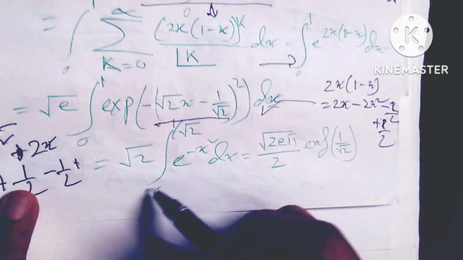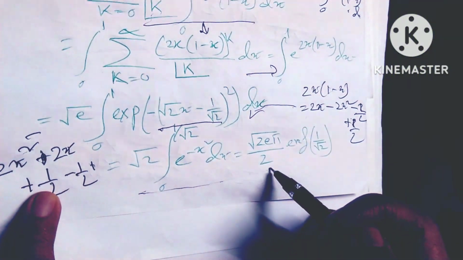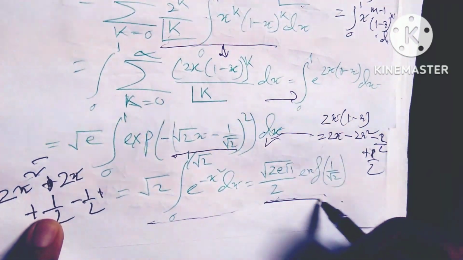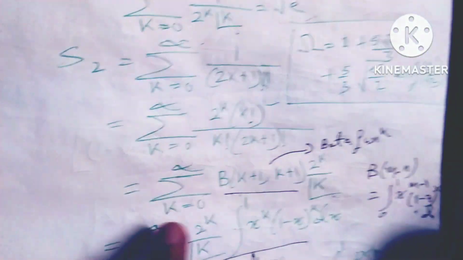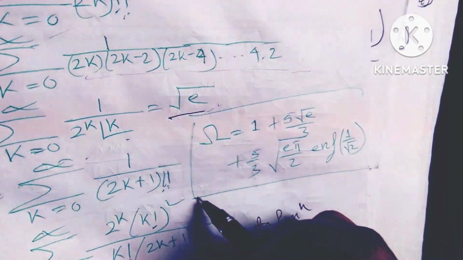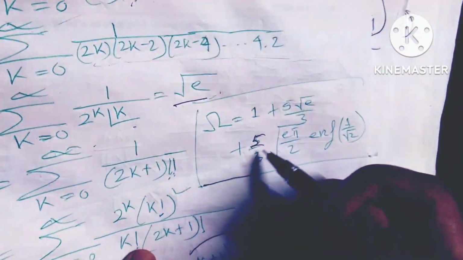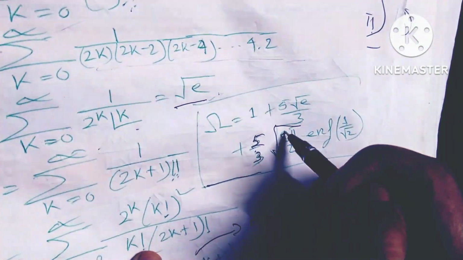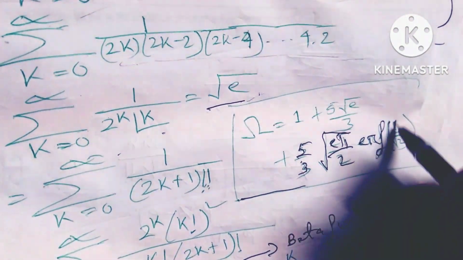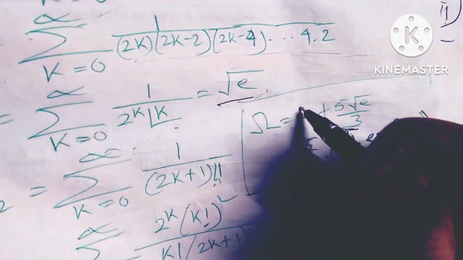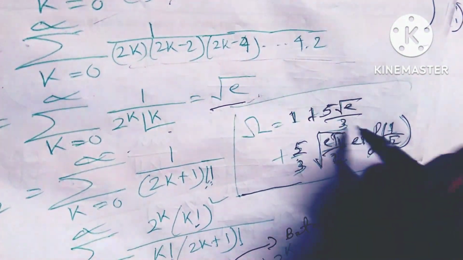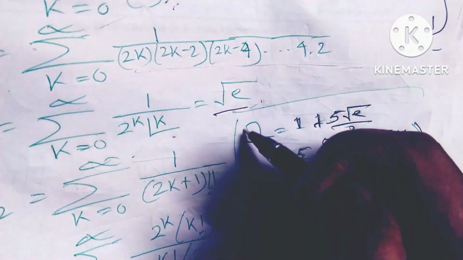So after that I get root 2 e to the power minus x square, which is equal to root over 2e erf(1 by root 2). So I get the S1 value and the S2 value. So my omega value is 5 by 3 root over (e pi divided by 2) erf(1 by root over 2) plus 1 plus 5 root over e divided by 3. This is the value of omega.